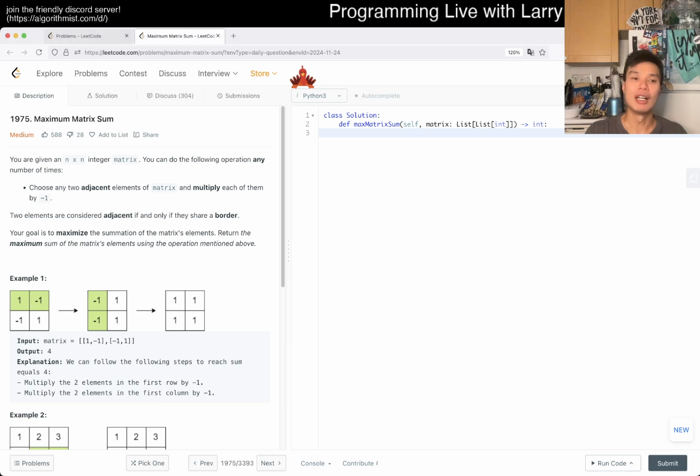What does this mean? What does the rest of this mean? For this, we can say two adjacent elements and multiply each of them by -1. Now they don't have to be adjacent anymore. We're just choosing any two elements, multiplying them by -1, and we want to maximize the sum. Of course, in maximizing the sum, we can choose greedy, right?